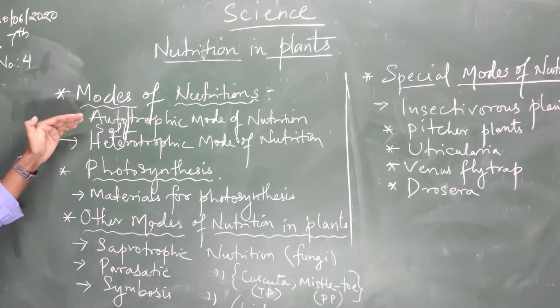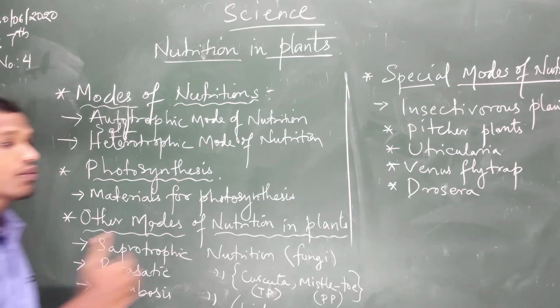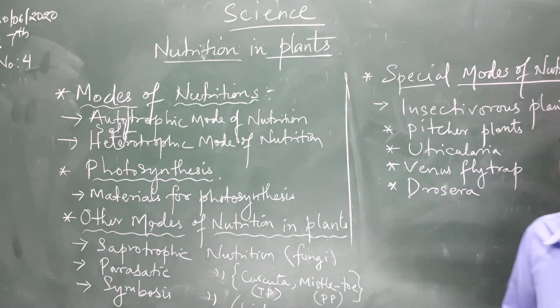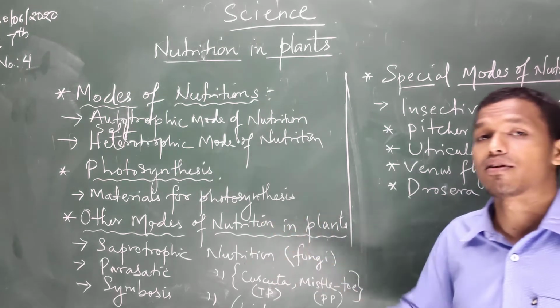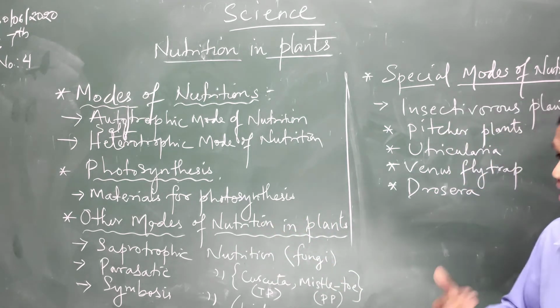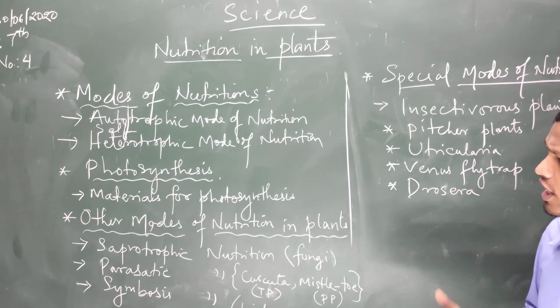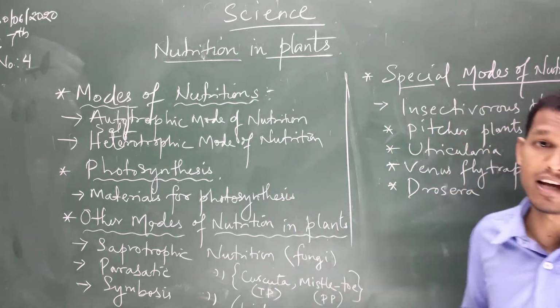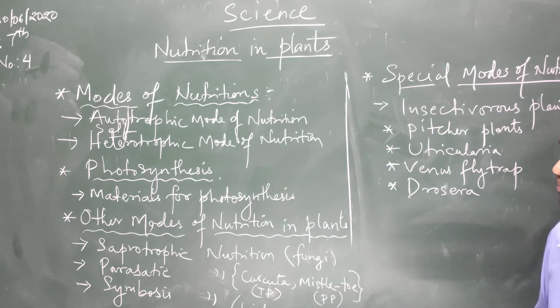If you see autotrophs and heterotrophs, they are different. Heterotrophs depend on other organisms, on the ready-made food prepared by other organisms. Like human beings, we depend directly or indirectly on plants. Therefore, we carry out the heterotrophic mode of nutrition. Already sir has taught this, and you have clearly understood. So next, modes of nutrition is over.